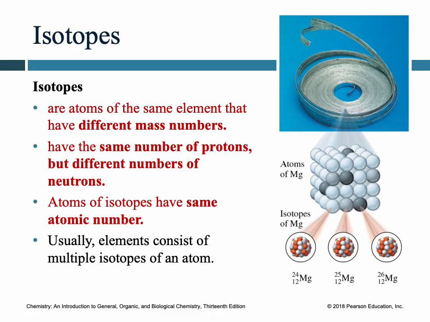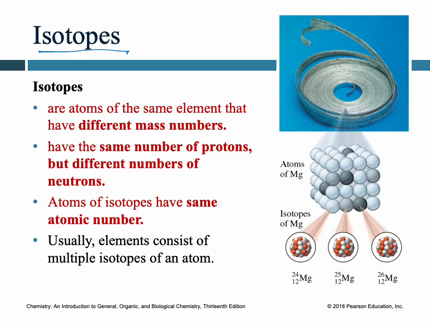The next topic is isotopes. What are isotopes? Isotopes are basically the atoms of the same element that have different mass numbers. Like I mentioned, sometimes some elements can have different types of atoms and their mass numbers will be different.